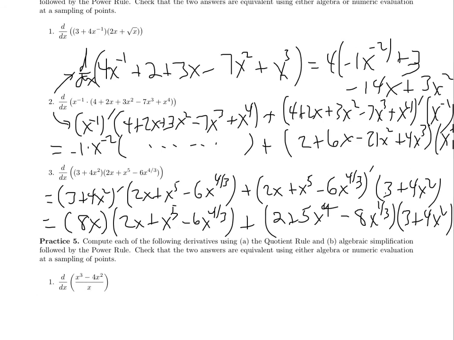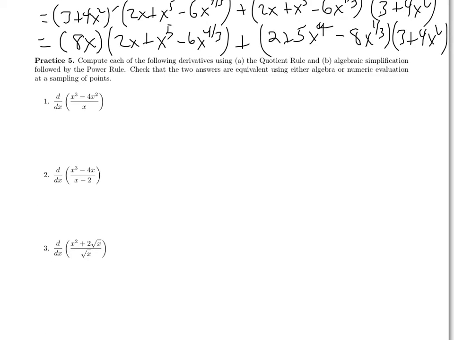When we use the quotient rule in practice 5, we already have done this one. We did this one using the algebra first, but let's do it using the quotient rule. The quotient rule says that I'm going to get a quotient that involves the first thing times the derivative, sorry, I shouldn't say first, I should say the denominator.